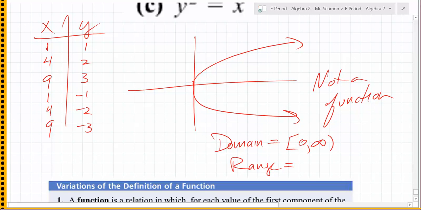What's the range on this one? Can anybody tell me the range? How far up does it go? Infinitely. How far down does it go? So what's the range? All real numbers. Pretty cool, huh?